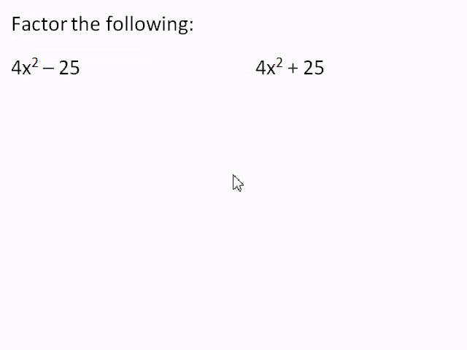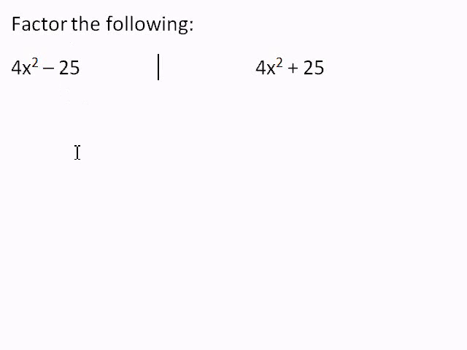Now what we're going to do is factor some problems that look like this. Just like in the previous examples, notice that the first term and the last term both have whole number square roots. So 4x squared factors into 2x and 2x. 25 can factor into 5 and 5. But what's missing in this is there's no middle term.